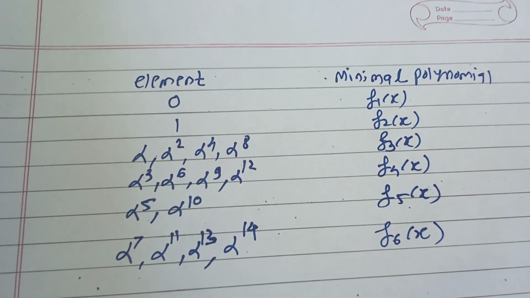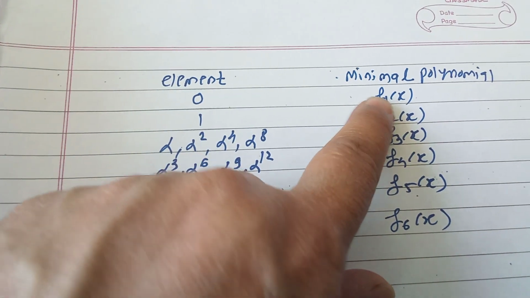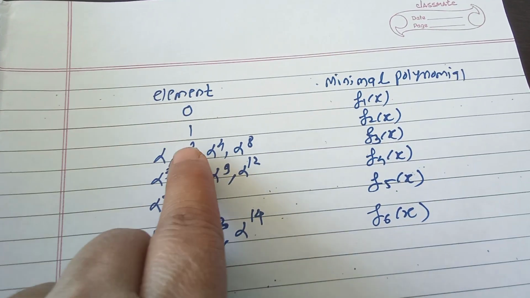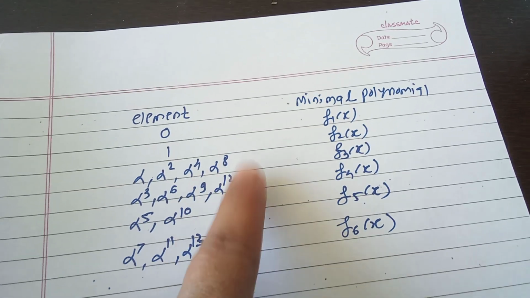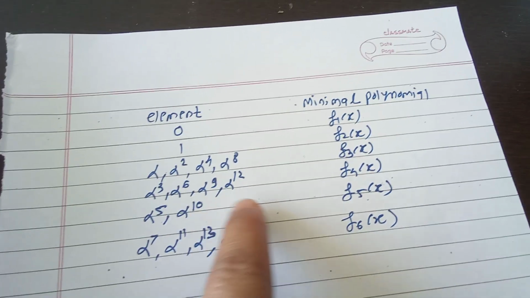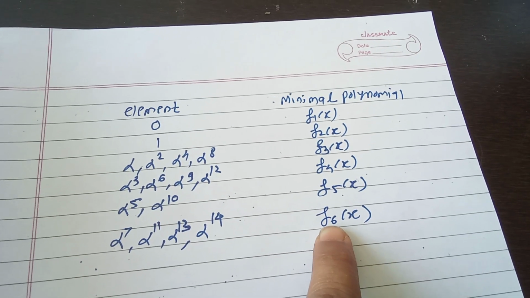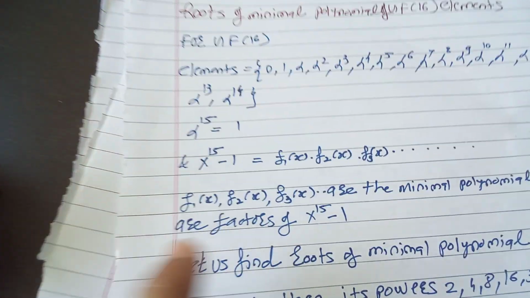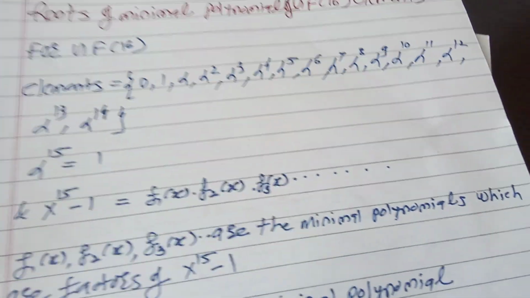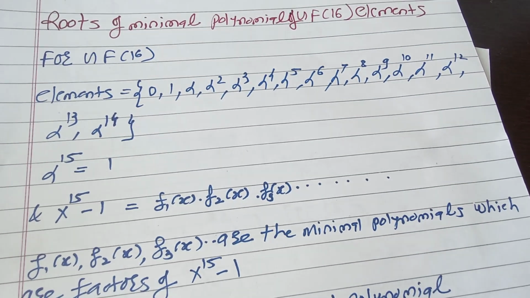So for GF(16), the elements which are the roots of the same minimal polynomial are: 0 corresponds to one minimal polynomial, 1 corresponds to one minimal polynomial, then alpha squared, 4, 8 are the roots of one minimal polynomial, alpha 3, 6, 9, 12 are the roots of one minimal polynomial, 5, 10 are the roots of one minimal polynomial, and 7, 11, 13, 14 are the roots of one minimal polynomial. And if you take the product of these, you will get x raised to 15 minus 1. So this is it for the sets of conjugates, or the roots of minimal polynomials, which are the elements of GF(16).